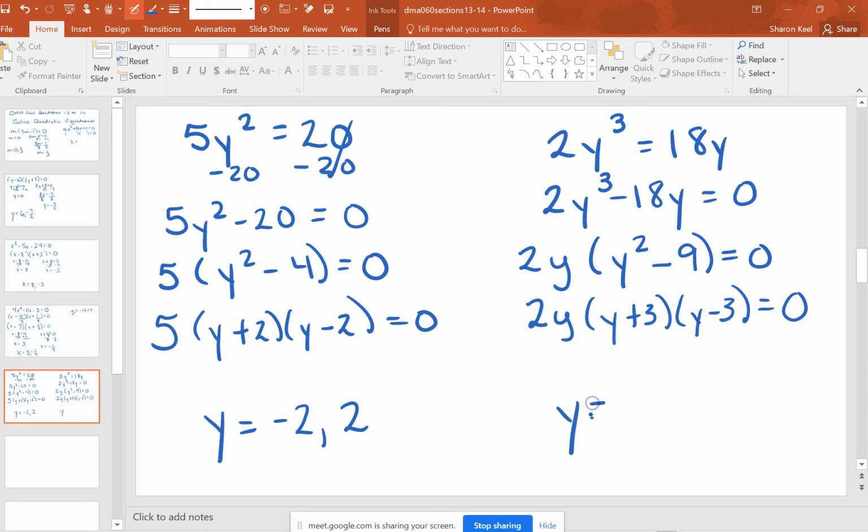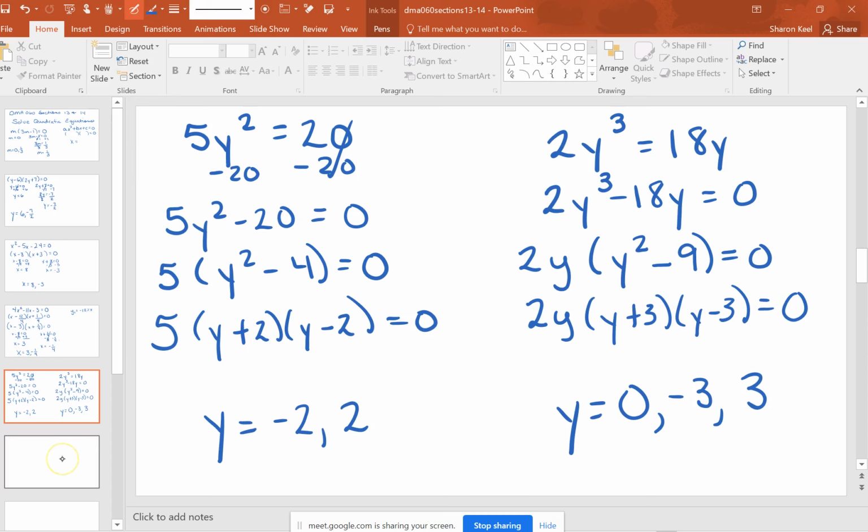So my solutions here would be for 2y being equal to 0. If I divide both sides by 2, I'm still left with y equals 0. What makes this equal to 0? A negative 3. And what makes this equal to 0? A positive 3. So that's all of section 13. Either your problems will already be factored and you set each factor equal to 0, or you factor the polynomial, and once you have factored it and have it set equal to 0, you give the solution of what makes each part equal to 0.